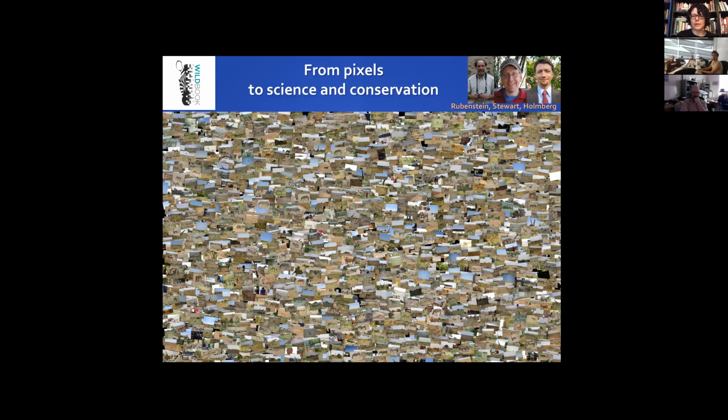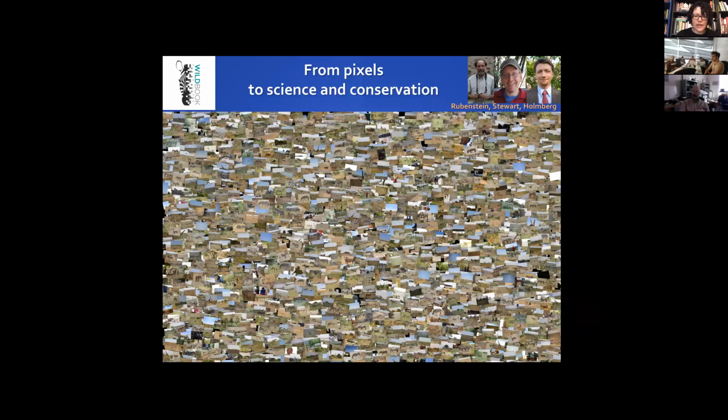And this is in collaboration, and eventually grew into this system called Wildbook, which is now a nonprofit, in collaboration with Dan Rubinstein, the ecologist from Princeton, Chuck Stewart, computer vision researcher from Rensselaer Polytechnic Institute, and Jason Holmberg, data architect from the nonprofit WildMe.